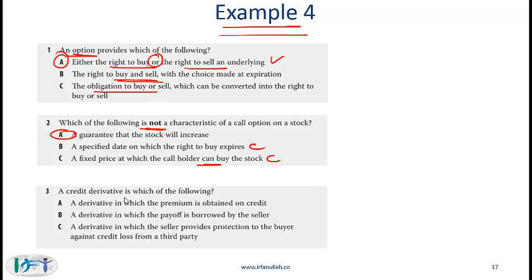A credit derivative is which of the following? A derivative in which the premium is obtained on a credit, a derivative in which the payoff is borrowed by the seller, a derivative in which the seller provides protection to the buyer against credit losses from a third party. If you are paying attention on the previous slide, it is quite obvious that this is the correct answer.